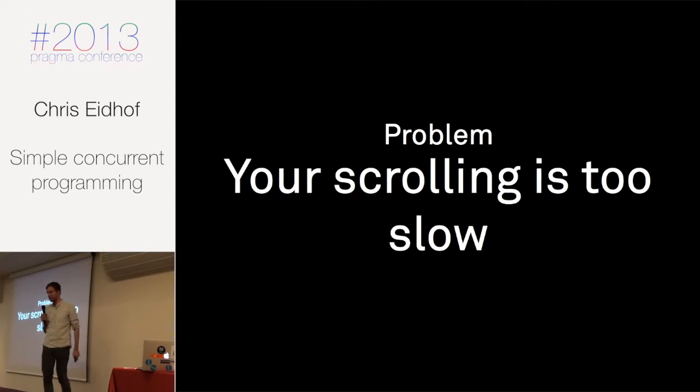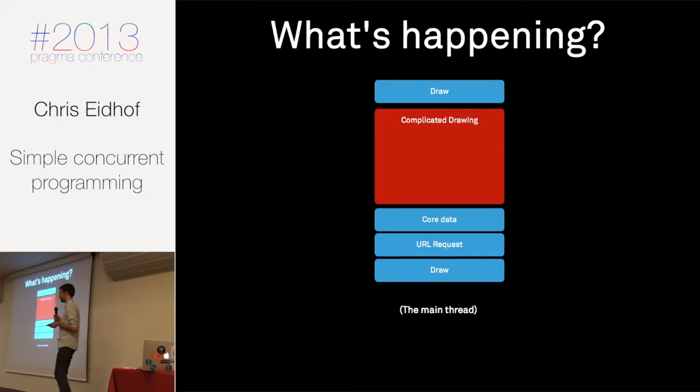And the reason why your scrolling might be too slow, there might be a lot of reasons actually, but almost always it's drawing. So if you imagine your main queue, or your main thread, this is what happens. First, there's some drawing, and then maybe you do really complicated drawing that takes a lot of time. Then there's some Core Data stuff that might happen, and maybe a URL request that gets handled, and some more drawing. And only then does this stuff get rendered, and does the input of the touches get handled. So as long as you're doing complicated stuff on the main thread, your app cannot really scroll.